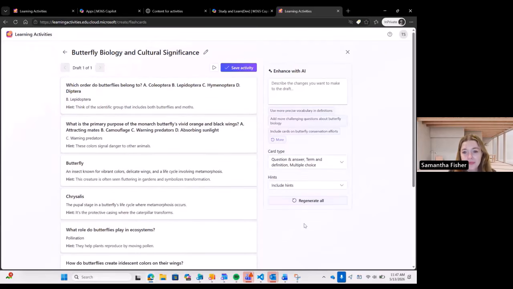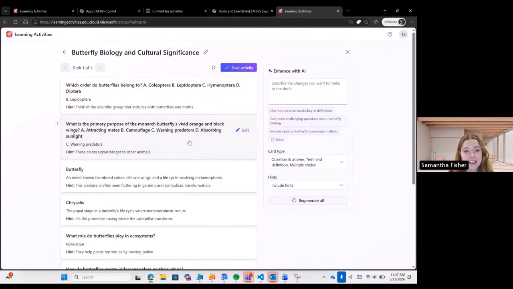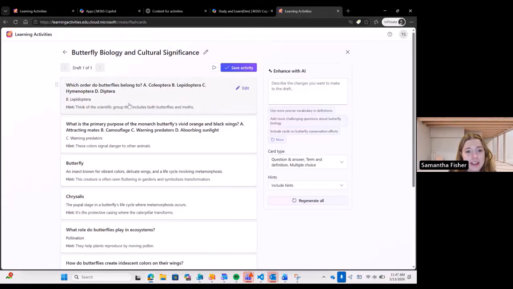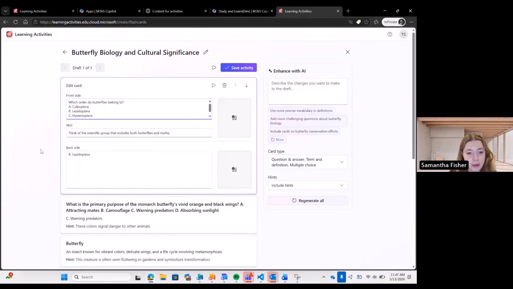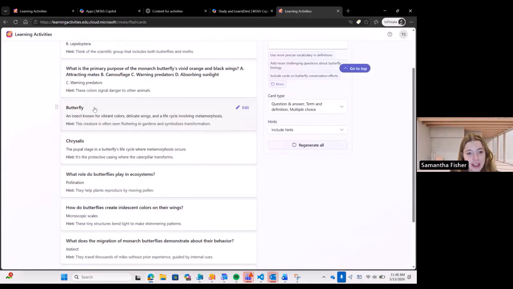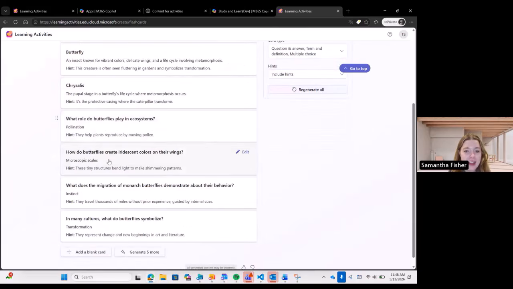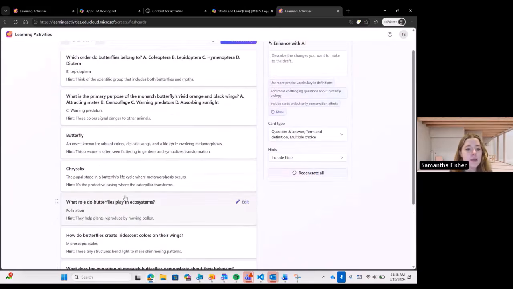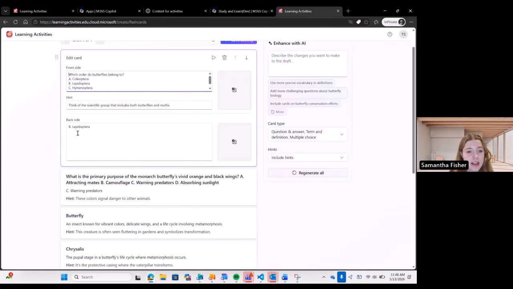Okay, great. So my activity has generated. These first ones are the multiple choice ones. Then I have some term and definition like butterfly, chrysalis, and then these Q&A cards as well. So this is what all the different kind of card types look like. For each card, I can go in and edit it.